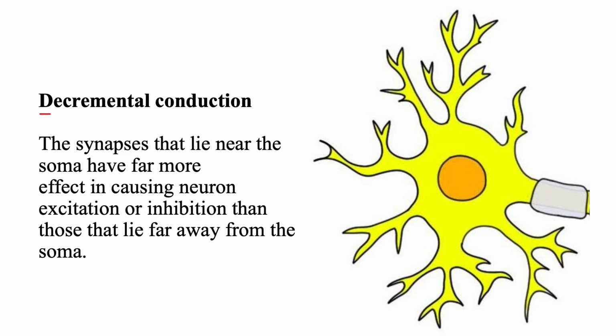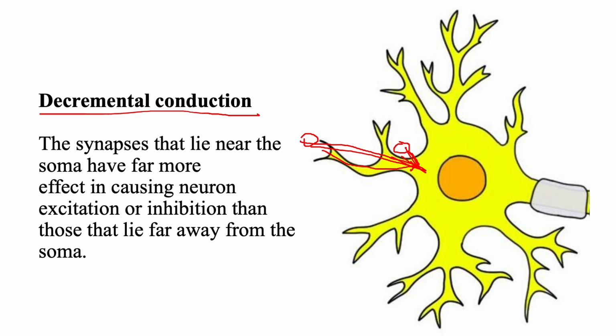Dendrites are characterized by what we call decremental conduction, which means the change in the membrane potential will decrease, the efficacy will decrease as we are going toward the soma. In other words, the same synapse will be more effective if it's nearer to the soma than if it's further away from the soma. So again, it depends on the distance.